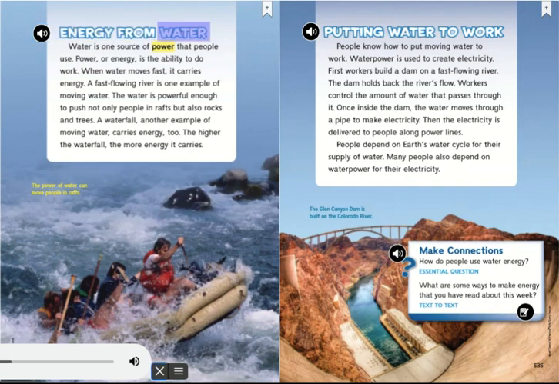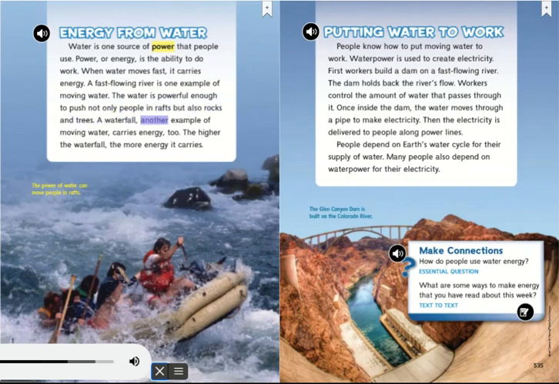Energy from water. Water is one source of power that people use. Power or energy is the ability to do work. When water moves fast, it carries energy. A fast-flowing river is one example of moving water. The water is powerful enough to push not only people in rafts, but also rocks and trees.